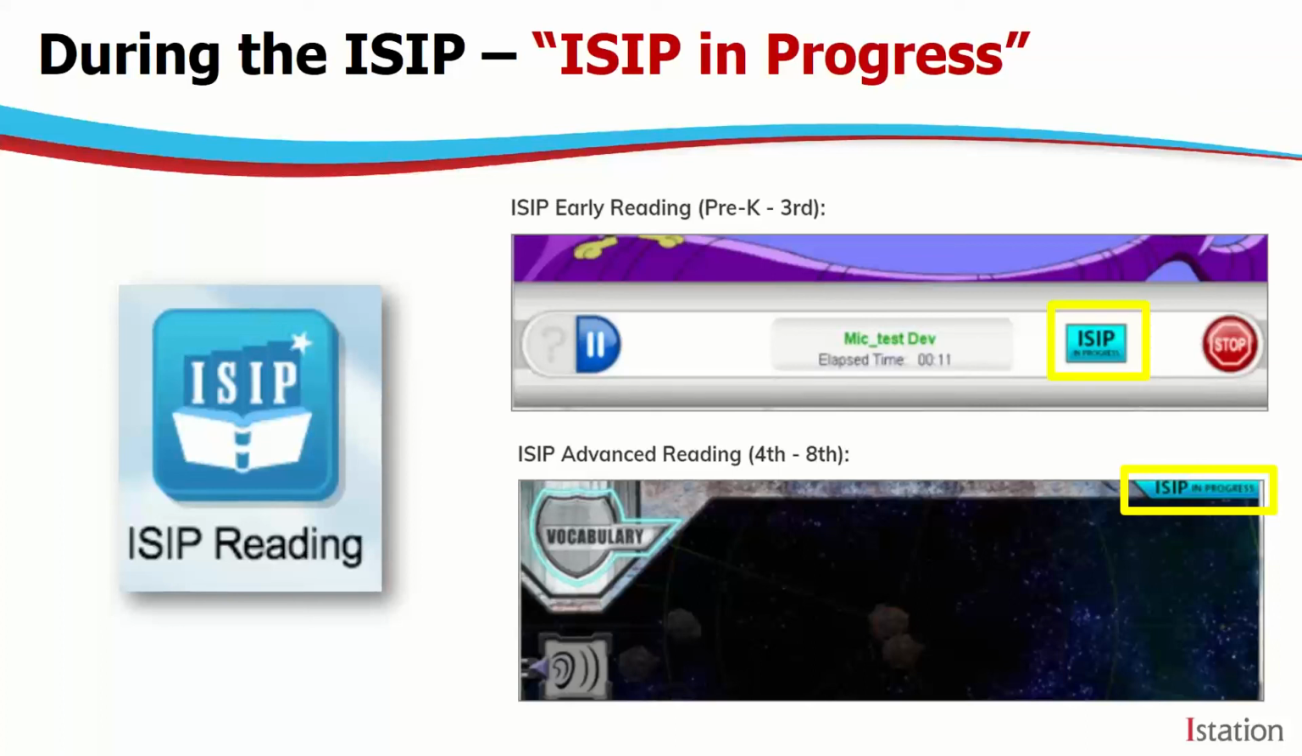When students are taking the assessment, you'll see an indicator that shows that ISIP is in progress. For early reading, which is grades K through 3, that progress bar is at the bottom right-hand corner. For my students that are 4th and up, that progress indicator is at the top, upper right-hand corner. That lets you as the educator, and especially the parents or caregivers at home during this remote environment, know that ISIP is in progress.